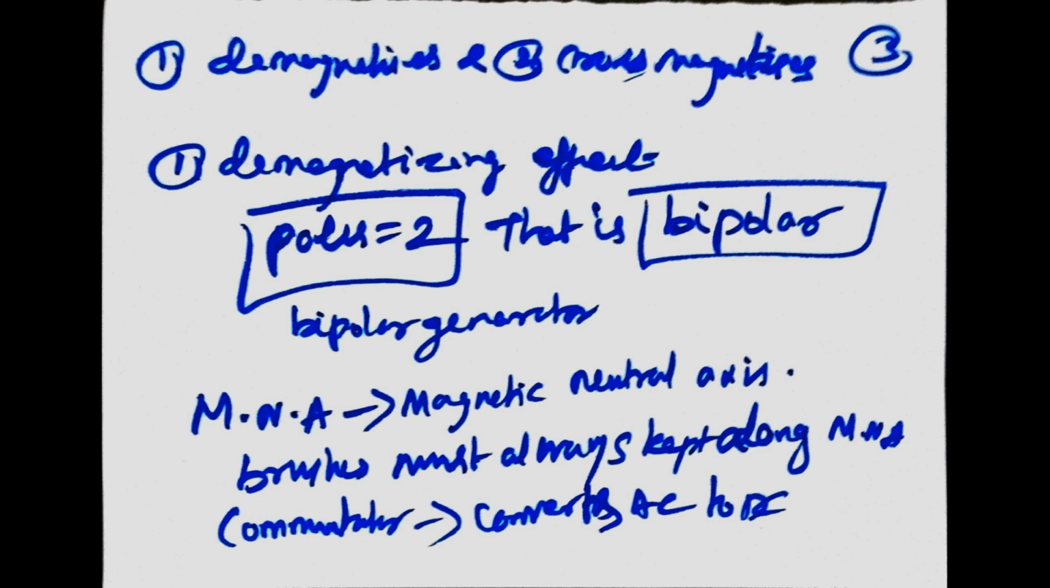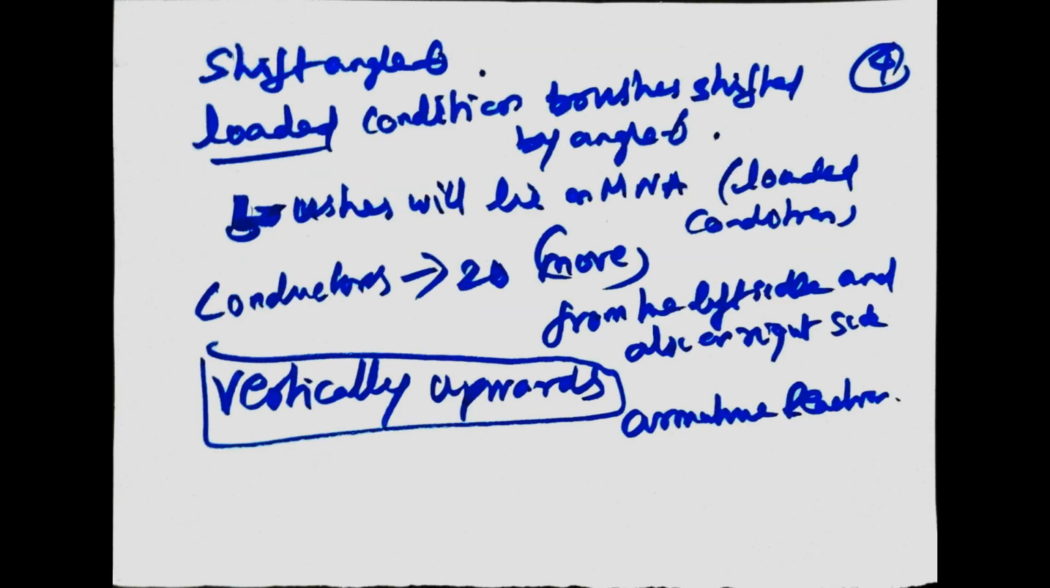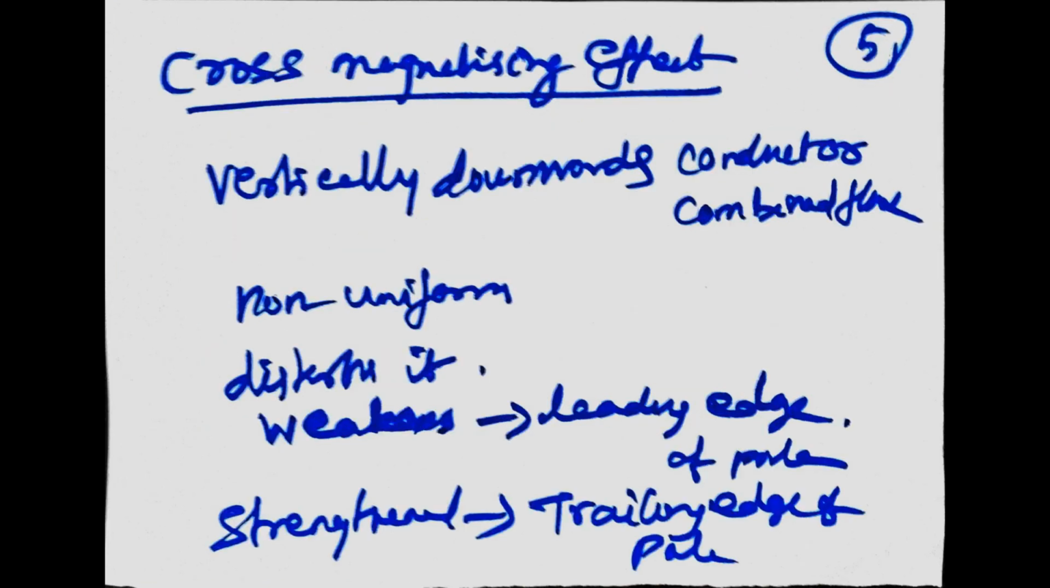Under loaded conditions, conductors within 2 theta move from the left side and also on the right side, vertically upwards. Armature reaction, cross magnetizing effect: vertically downwards conductor combined flux is non-uniform. The flux weakens at the leading edge of the pole and strengthens at the trailing edge of the pole. Ia divided by A is the current in each conductor, the armature current in each parallel path. Demagnetization: Z (Ia divided by A) into 4 theta divided by 360 into 1 divided by P, where P is the number of poles, that is 2.